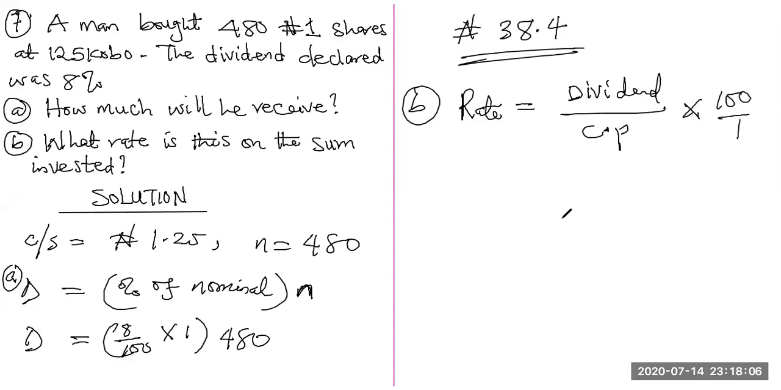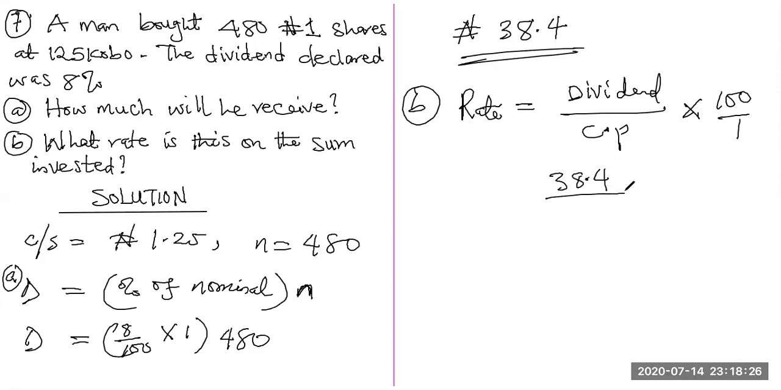So the dividend is 38.4, that's the total dividend. In other words, if you are using the dividend per share, you also have to use the cost price per share. So it will also give you the same answer. If you are using total dividend, you must also use total cost price. Okay, so that will give us 38.4.